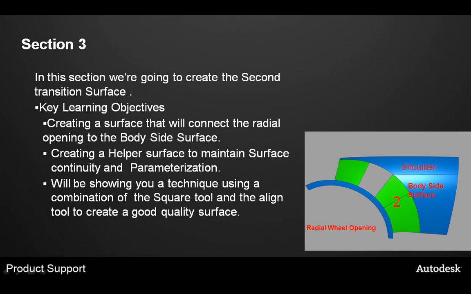Section 3. In this section, we're going to create the second transitional surface. Key learning objectives. We'll create a surface that will connect the radial opening to the body side surface. We'll create a helper surface to maintain surface continuity and parameterization. We'll be showing you a technique using a combination of the square tool and the align tool to create a good quality surface.